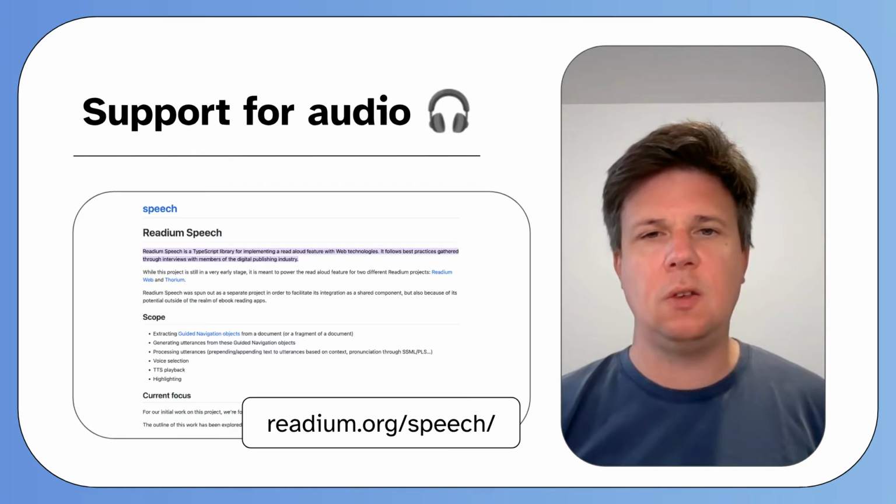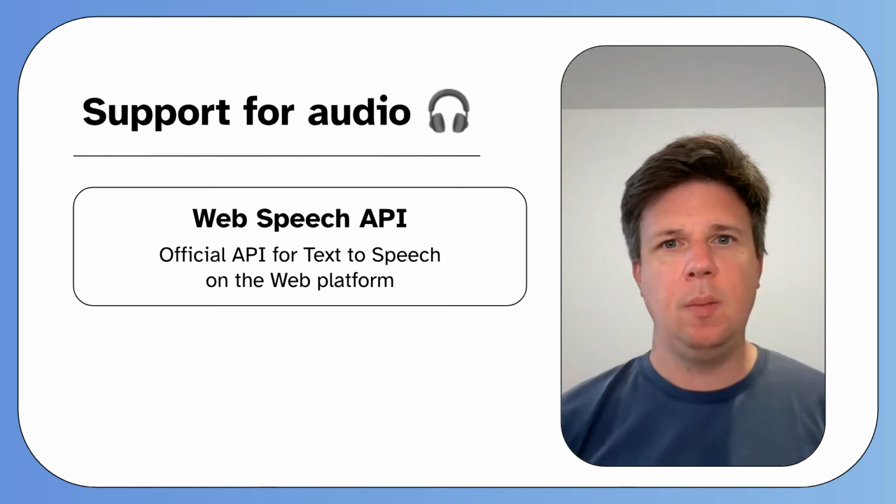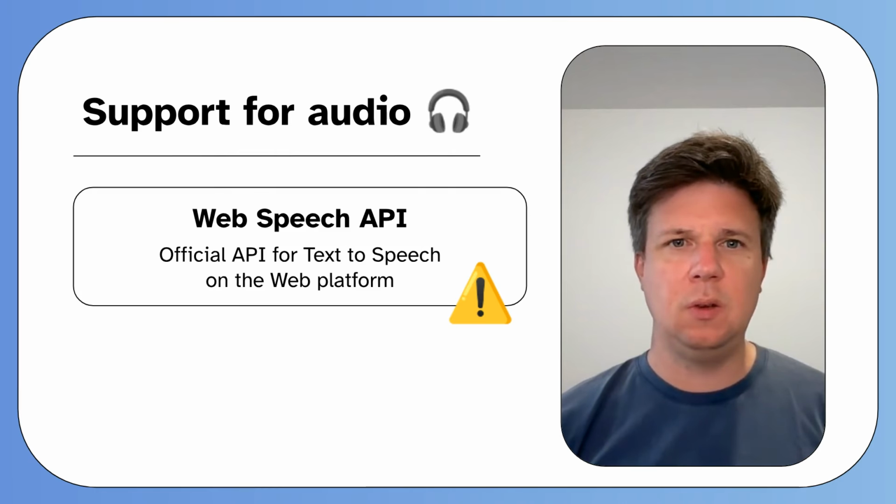We have 2 targets for the Playback API: Web Speech API and third-party services. The Web Speech API is the official API for text-to-speech on the web platform, but unfortunately, it's full of bugs and limitations. Our goal with the Playback API is to work around these problems. This way, implementers can leverage the native capabilities of the web platform without hitting a wall constantly.